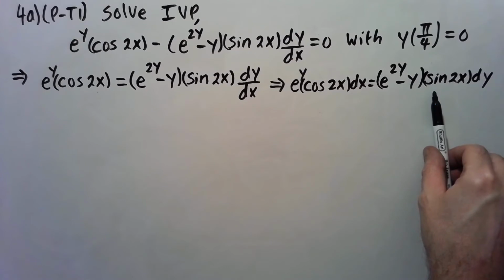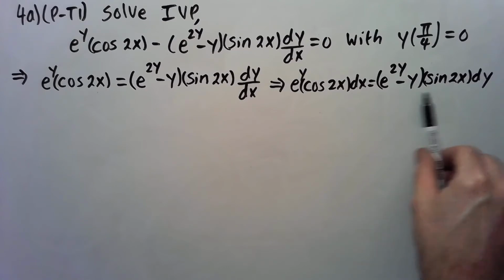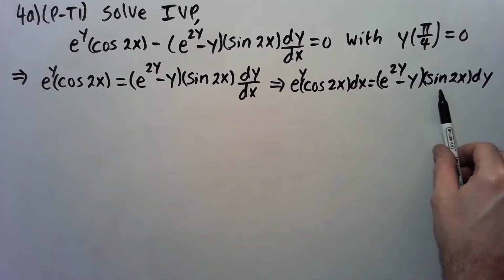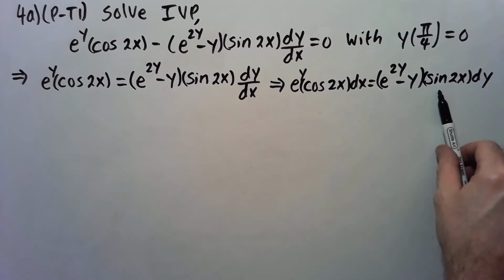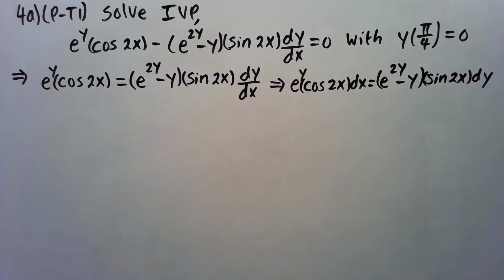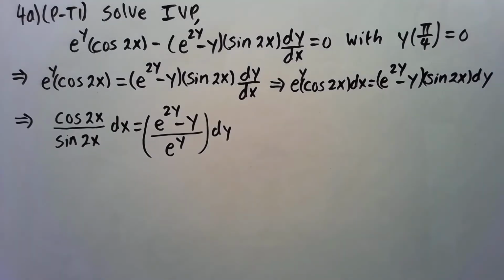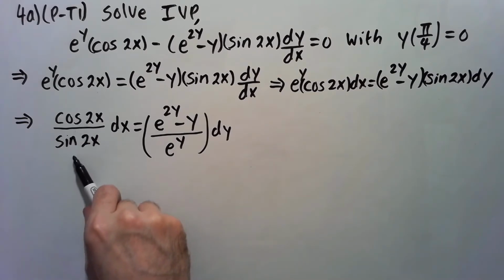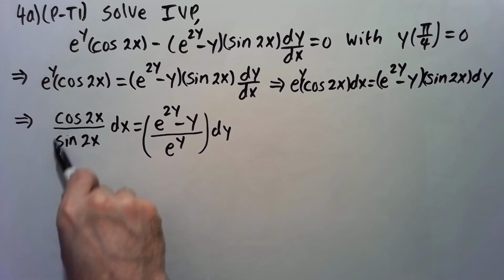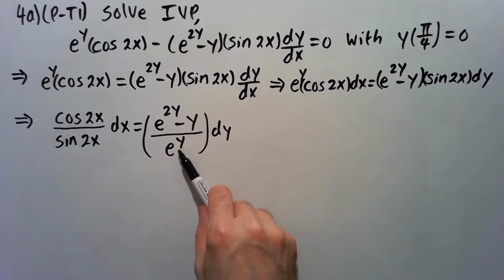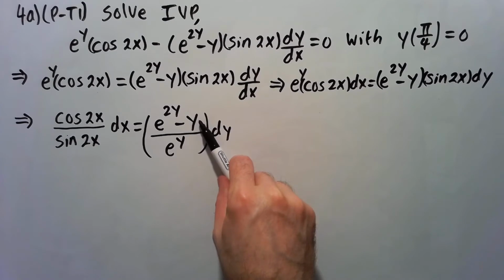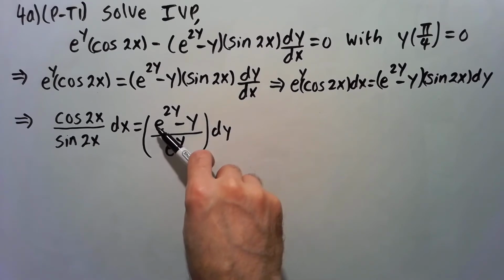It means we can get all the x's and dx's on one side and all the y's and dy's on the other. So let's divide both sides by e to the y and also divide both sides by cosine of 2x. Doing that we get this, separating. So you've got cosine over sine, which can be written as a cotangent, and this e to the y at the bottom can be brought to the top and written as e to the minus y and multiplied in.